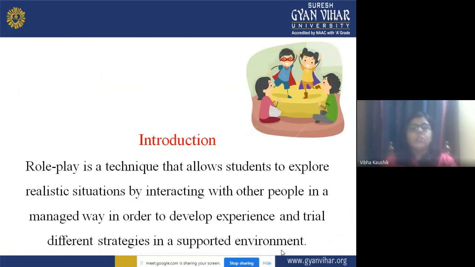Now, introduction. Role play is a technique that allows students to explore realistic situations by interacting with others. It is a way that gives students the freedom to explore realistic situations by interacting with other people in a managed way, in order to develop experiences and trial different strategies in a supportive environment.